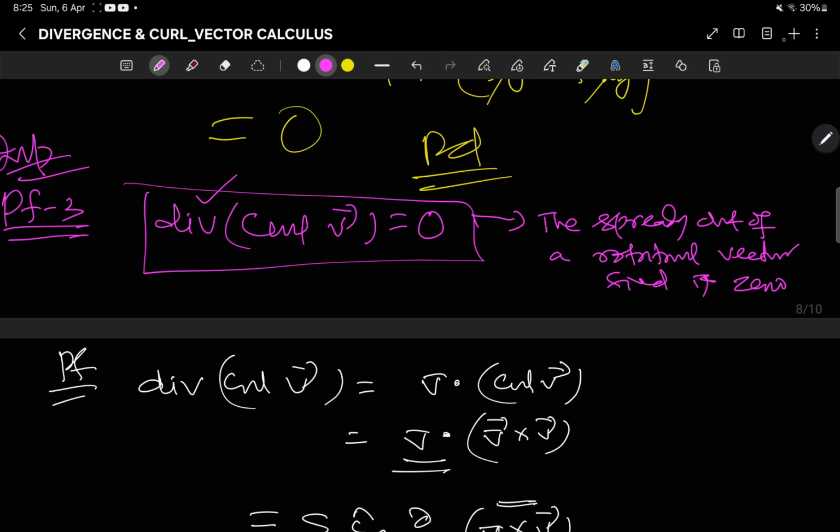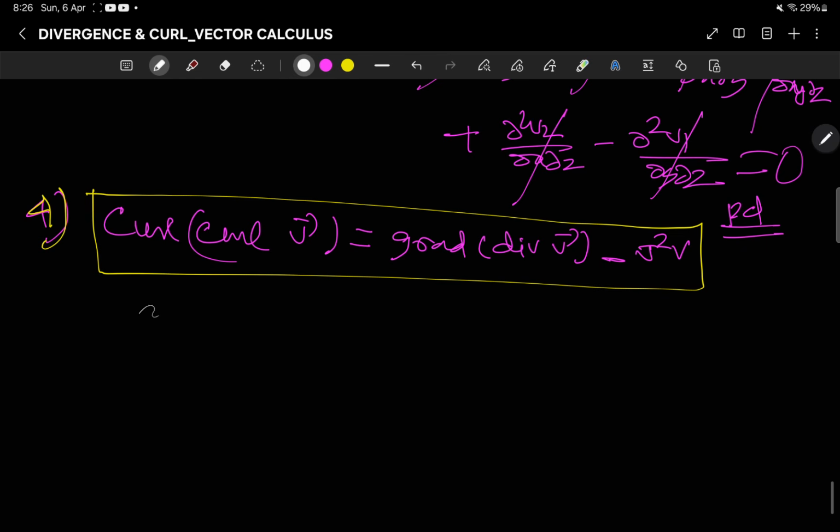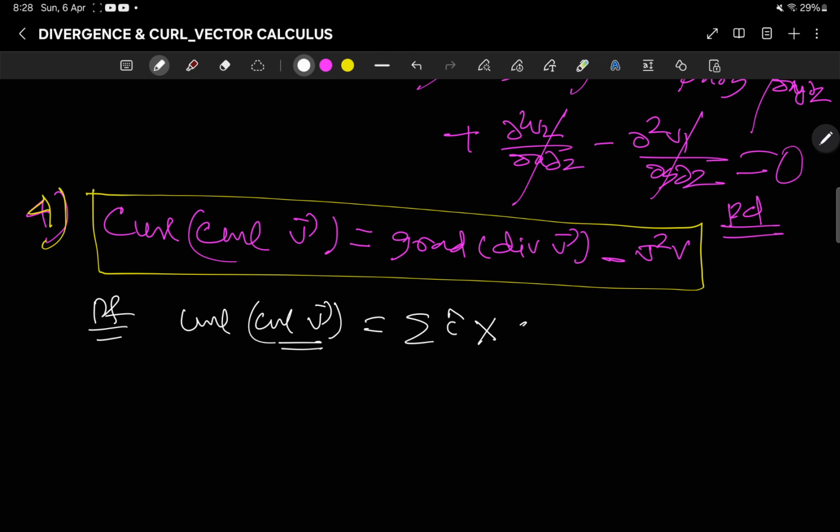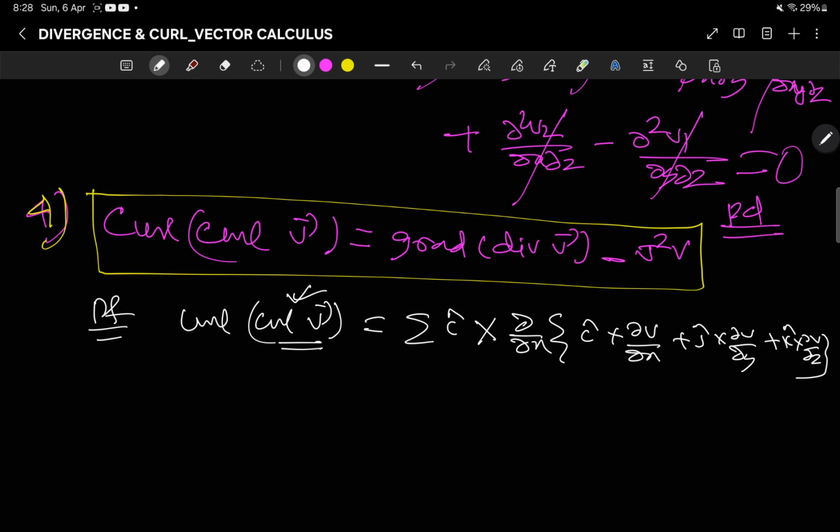Now coming to the last property. You have to prove curl of curl V. So this curl of curl V I can write as summation of I cap cross, explicitly, del by del x of, and this curl V I write explicitly, I cap cross del V by del x plus j cap cross del V by del y plus k cap cross del V by del z. So now I operate it inside.